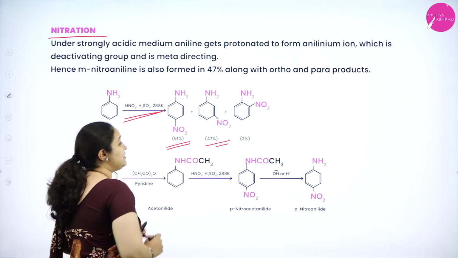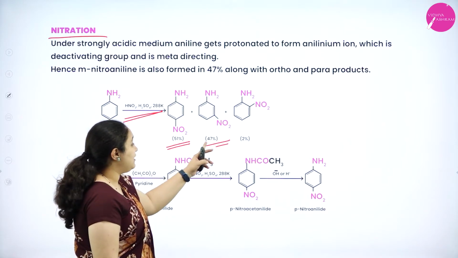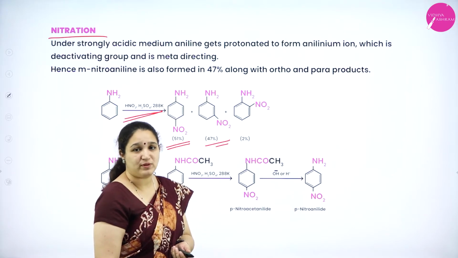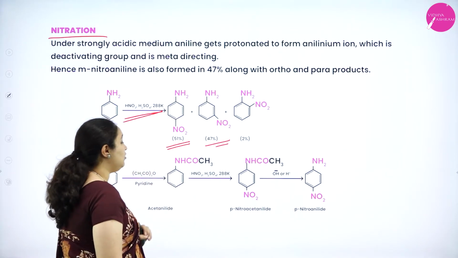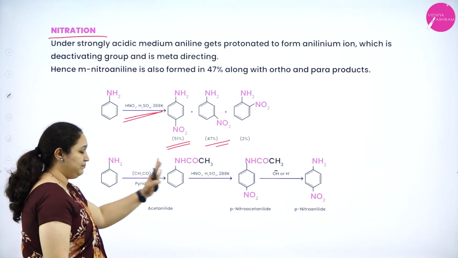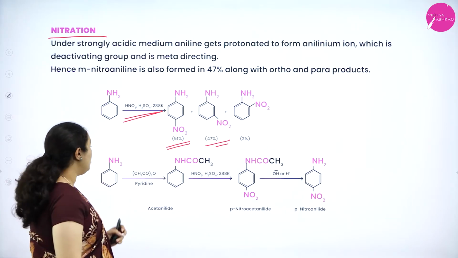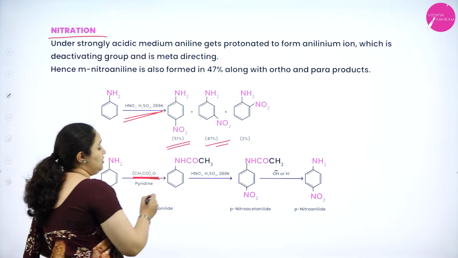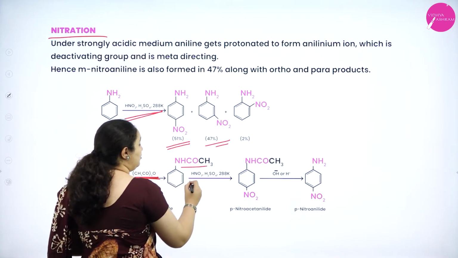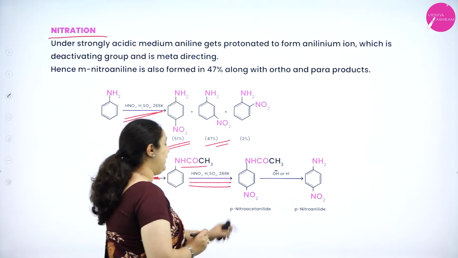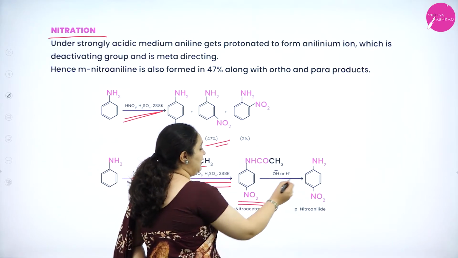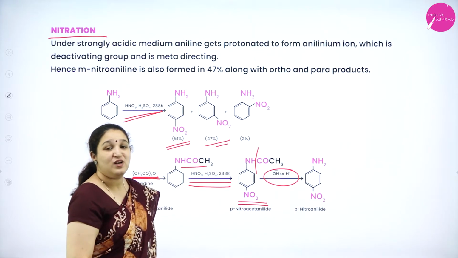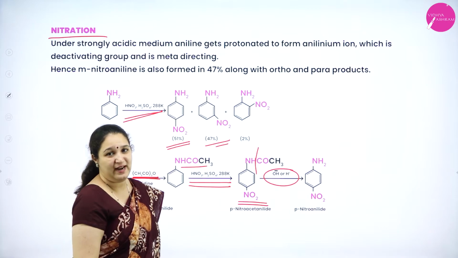Here you can see 51% para-nitroaniline, 47% meta-nitroaniline, and only 2% ortho-nitroaniline is formed. Also, here you can get the major product by protection. The NH2 group first undergoes acylation, so you get the COCH3 group. Then you do the nitrating mixture reaction to get the NO2 group in the para position. Then hydrolysis, so that you get the NH2 group. Correct? So, this is how aniline undergoes nitration.